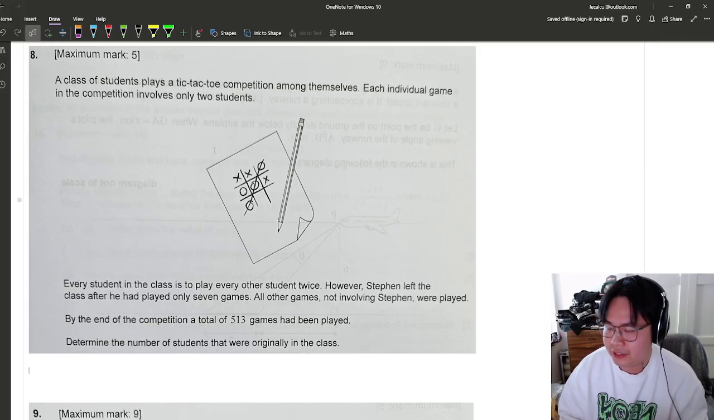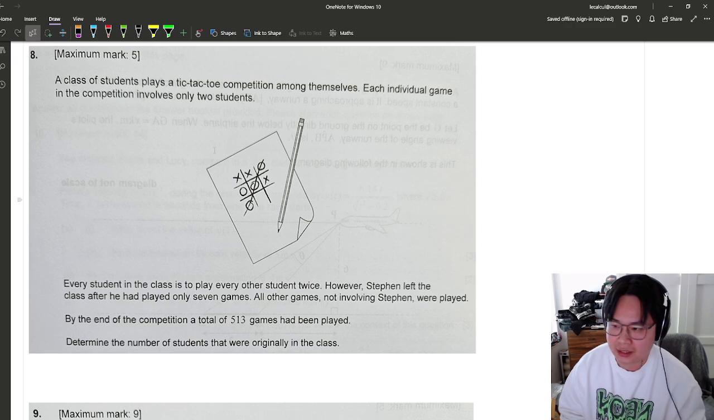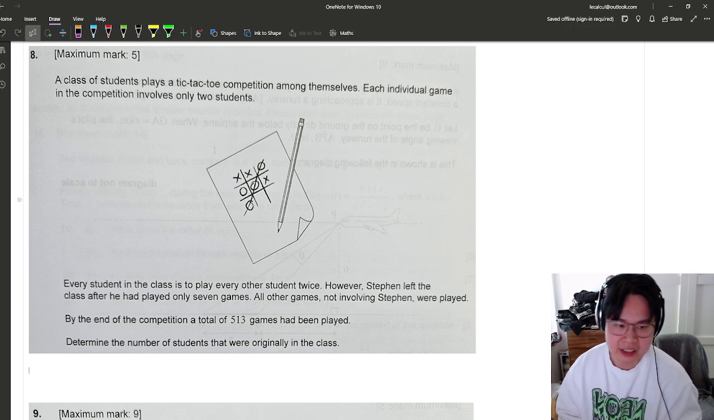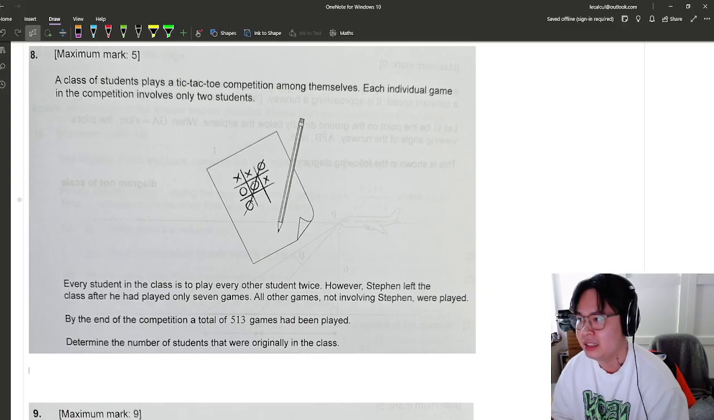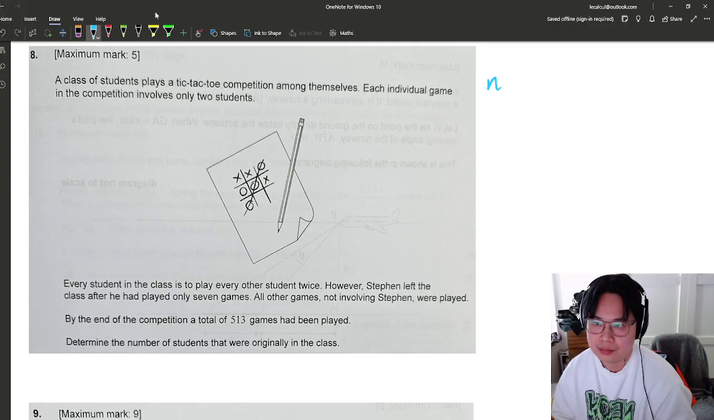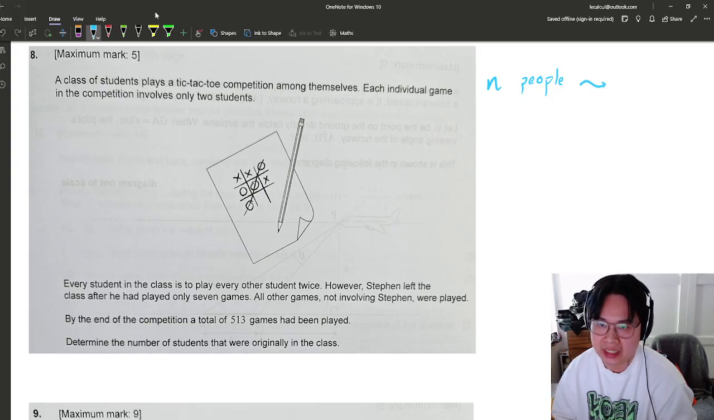First off, you need to find a way to relate the number of handshakes, or the number of games played, for any amount of people. There's going to be a pattern between n people. We need to find a relationship between n people and the number of games played. We'll keep it simple for now: everyone plays everyone just once. We'll deal with Stefan and the twice thing later.